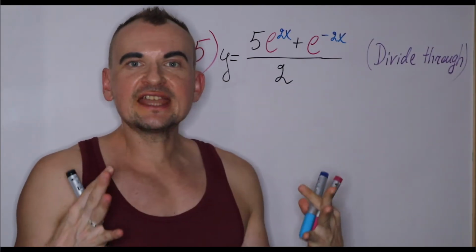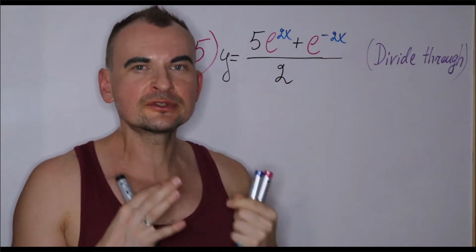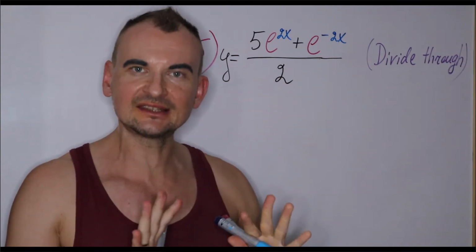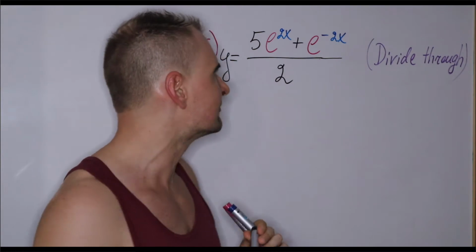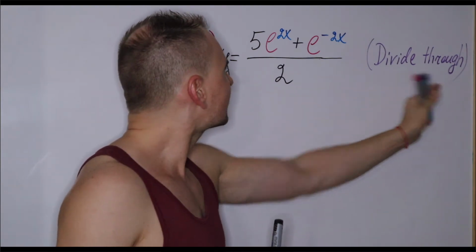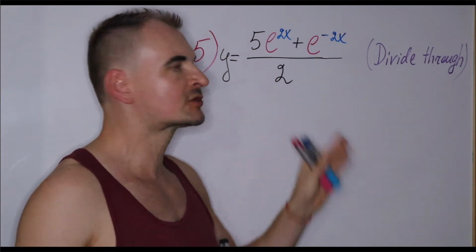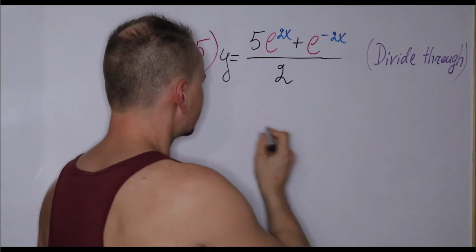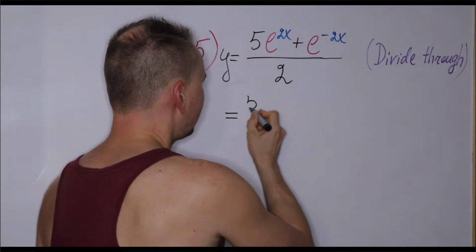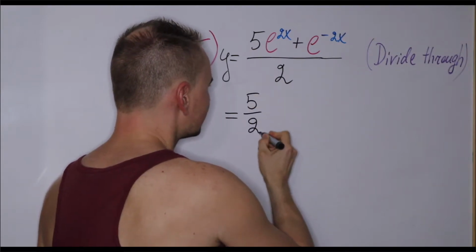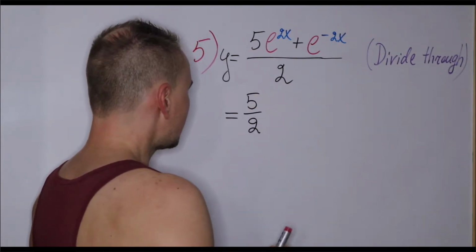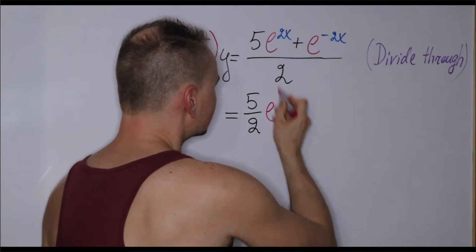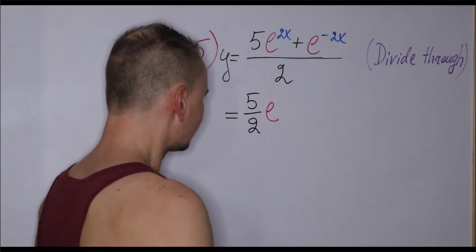Say you have this one. So the idea is you want to use your basic algebra skills. Break it down, break it up with some algebra. You want to divide through by these 2 in order to separate the numerators. So it becomes 5 over 2 e to the 2x power.